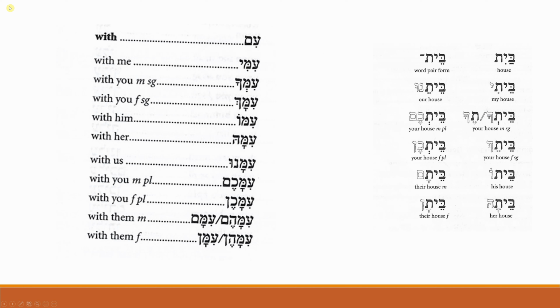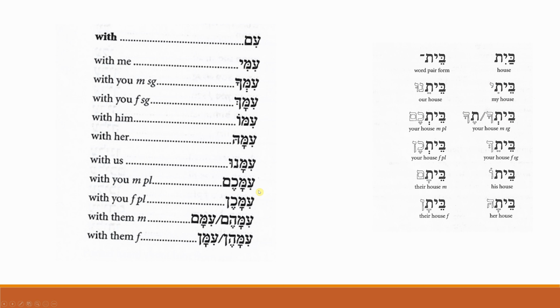So here's another chart. I want to do kind of a side-by-side comparison of one preposition plus pronoun chart, plus the possessive pronouns over here on the right. So here we're back to bayit, house, and with all the attendant possessive suffixes. So let's look at my house, beiti, compared to imi, with me. So that's quite simple, right? We have the hirik and the yod at the end, just like we have hirik yod at the end of my house. Let's look at imcha, with you, second masculine singular, similar to beitcha. Okay, and then on and on and on.